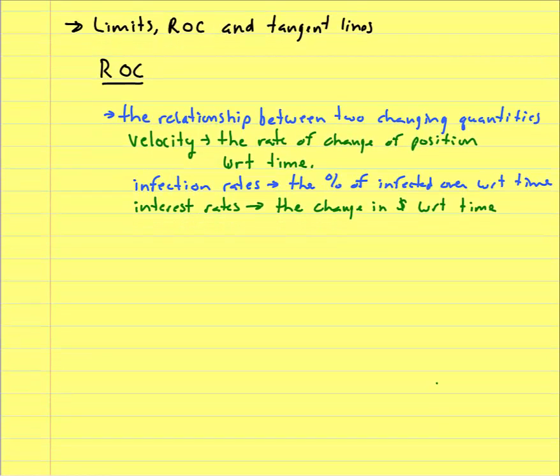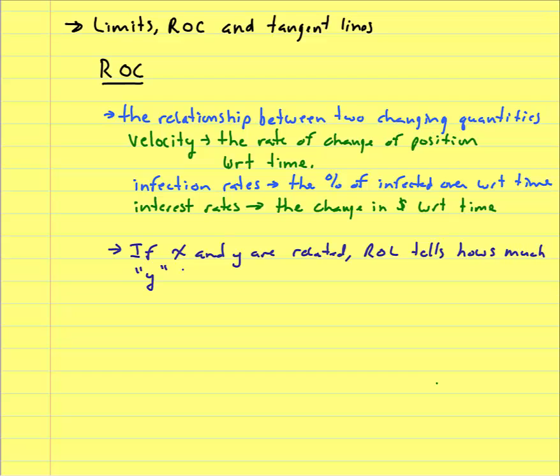Now, a couple things about rates of change that we need to be aware of. If x and y are related, if my two variables are related, so in this particular case, position and time, let's just call them a generic x and y. If x and y, my two variables, are related, the rate of change tells how much the y value changes, that's my vertical value or my dependent value, in response to a unit change in x.